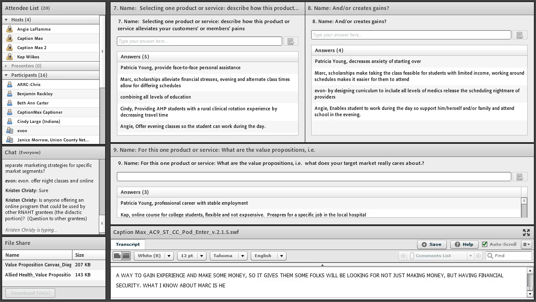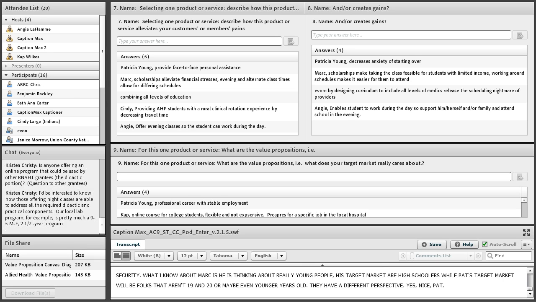Sure, Mark, nice. So it's a solid starting point for their careers. It's a way to gain experience and make some money. So some folks will be looking for not just making money, but having financial security. And what I know about Mark is he's thinking about really young people. His target market are high schoolers, whereas Pat's target market are going to be folks that aren't 19 and 20, maybe even younger years old. So they have a different perspective.